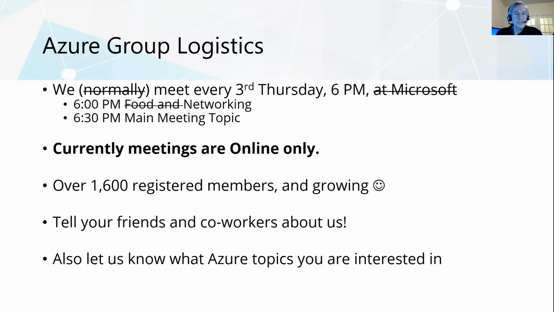So this is our logistics screen. We used to meet every third Thursday of the month over at Microsoft, but since the pandemic, we've started meeting virtually. When we met in person, we had food provided by a sponsor and a main meeting topic, which we still have. Now our meetings are online only. One fact about the group: we have over 1,600 registered members, and the number's going up all the time. But we can still use more members, so tell your friends and coworkers about us. And again, if you have a topic that you're interested in, let us know, and we'll try to accommodate you.